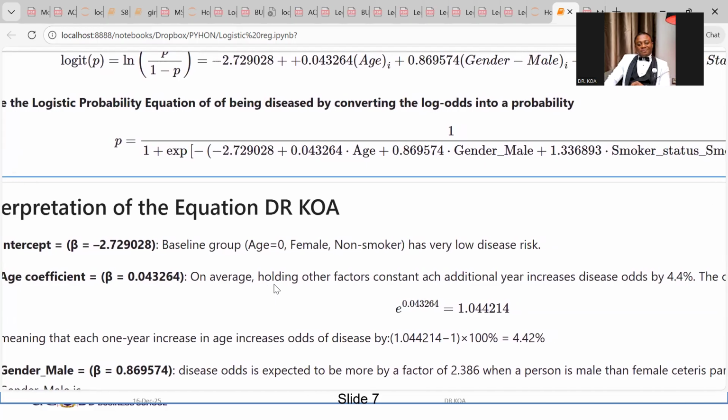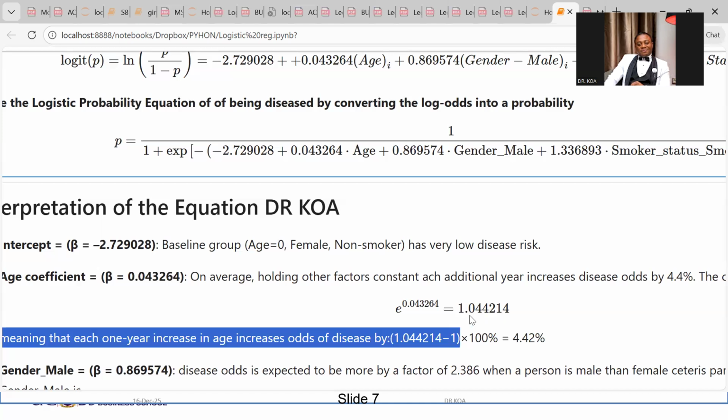And last time I showed you, you have to take a calculator and actually calculate e raised to the power of that value. You can always get it on your calculator, e raised to the power of this value, and you're going to get 1.044, which is what you see on the screen here.